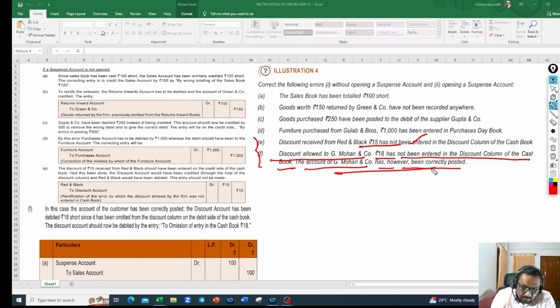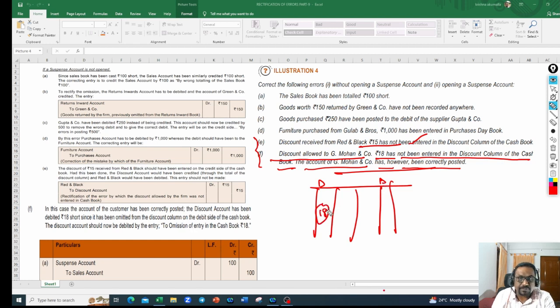So here, what happened? In the cash book, discount allowed will be on the debit side, discount received will be on the credit side. In this, they have forgotten to put 18 rupees. If this amount is missed out, it would have an impact on two accounts: one is discount account, the other is personal account. But in this case, it will not have an impact on personal account. Why not? He mentioned very clearly in the problem that this has been correctly posted in Mohan account. That means personal account is given impact correctly.